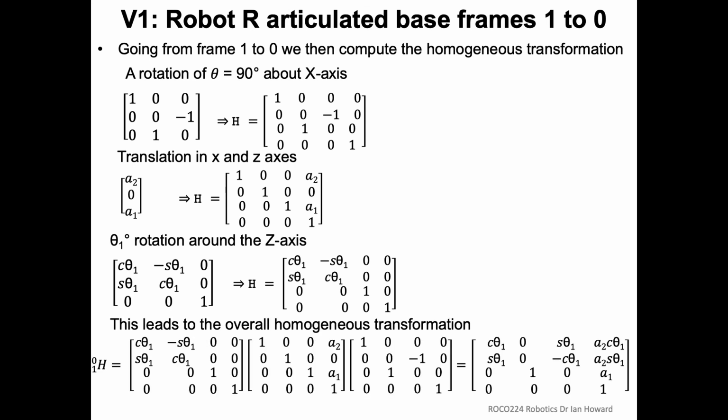We need to multiply those all together in order to get the transformation representing moving from frame 1 to frame 0. So you have to multiply them all together, and you end up with, hopefully, this result here. And again, always check that the results you're getting here look sensible in terms of where it thinks the end position is.